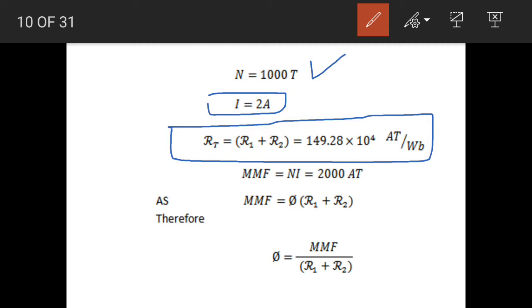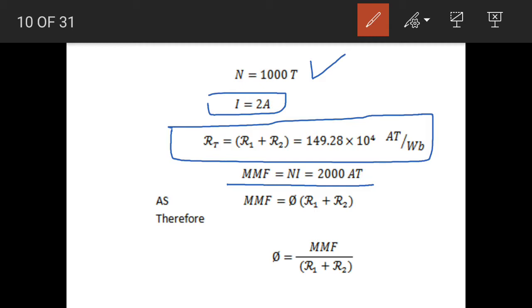We calculate the magnetic flux with the help of this equation. Not the magnetic flux, the magnetic motive force. We calculate MMF with the help of this particular equation. We know that MMF in a magnetic circuit generates the magnetic flux, and this magnetic flux flows in the magnetic circuit.